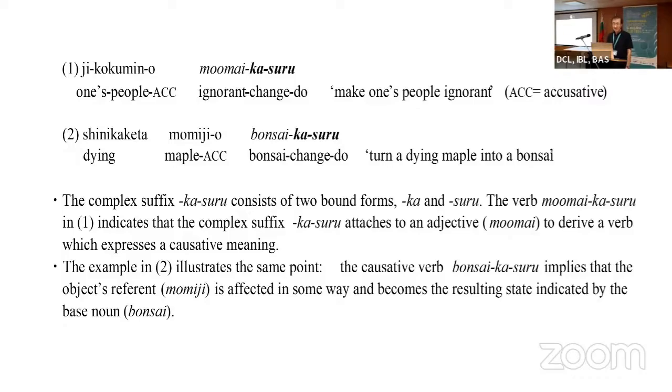The complex suffix ka suru consists of two bound forms, ka and suru. The verb momai ka suru in 1 indicates that the complex suffix ka suru attaches to an adjective momai to derive a verb which expresses a causative meaning. The example in 2 illustrates the same point. The causative verb bonsai ka suru implies that the object's referent momiji is affected in some way and becomes a resulting state indicated by the base noun bonsai.